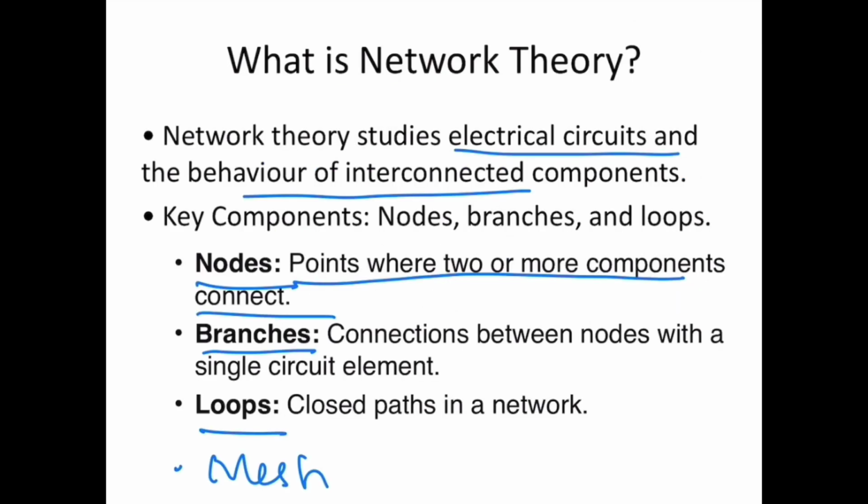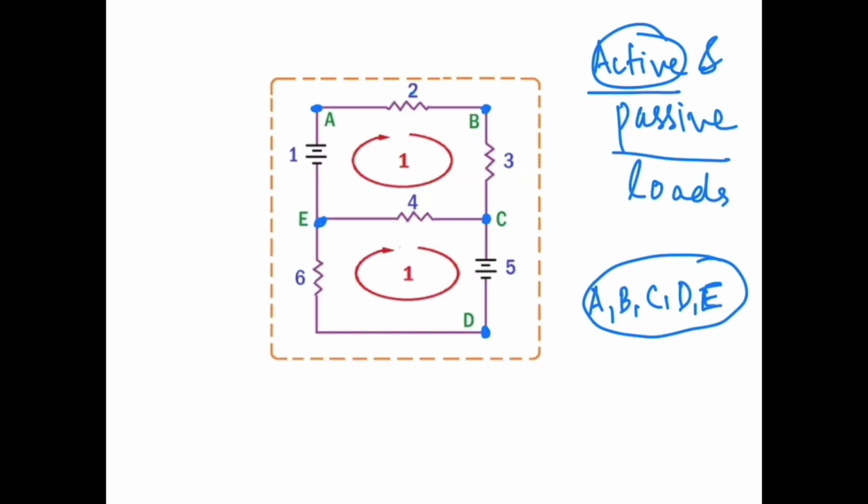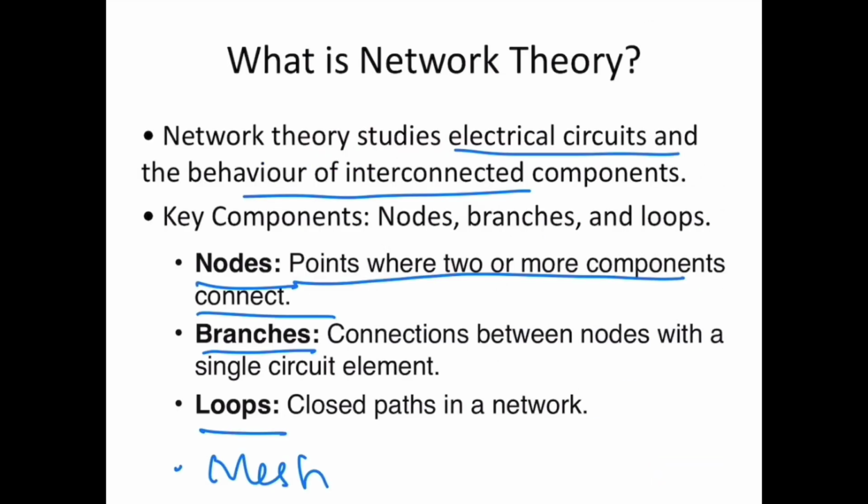The next is branches. A connection between two nodes with a single circuit element is called a branch. Between nodes A and B there is a single circuit element, a resistor, so that is a branch. Between B and C there is a single resistor, that is a branch. We have this voltage source between C and D, so this is a branch. The next terms are loop and mesh.